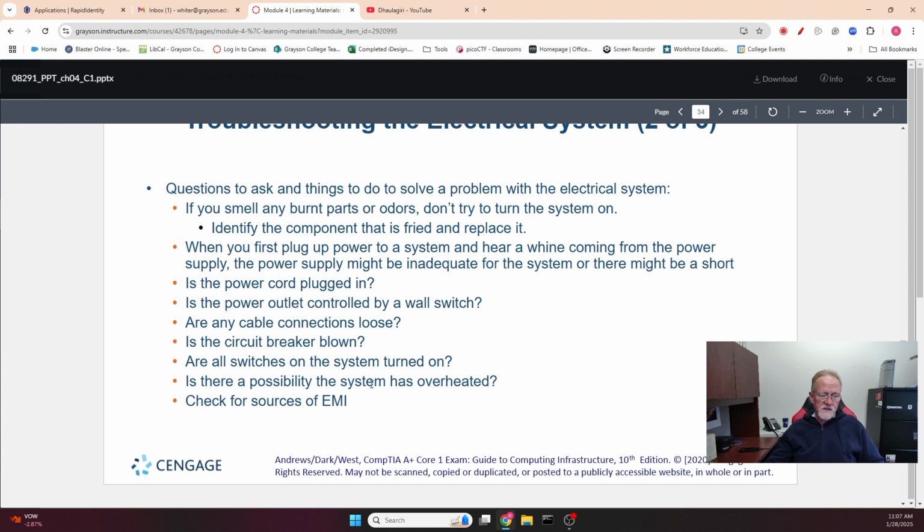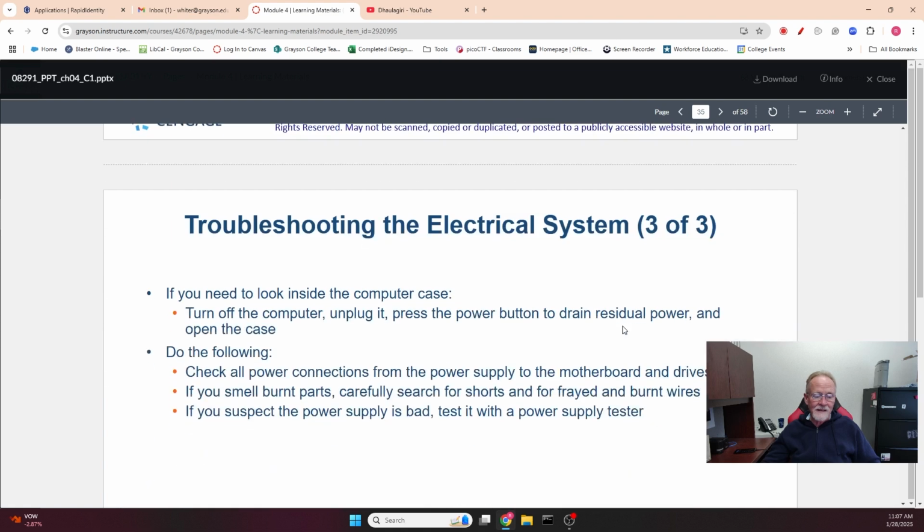Is it possible that the system's overheated? Put your hand over the air vent on the back of the computer and feel the air. There should be air, if not flowing out, then it should be able to at least feel temperature. If it feels hot, then you probably have a system that's overheating. And check for sources of electromagnetic interference. Is there a microwave or a hairdryer plugged into the same socket? You might want to look at things like that.